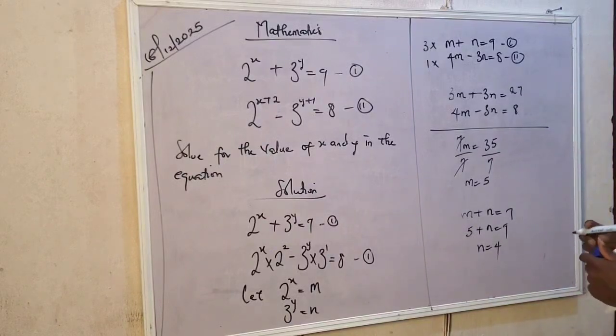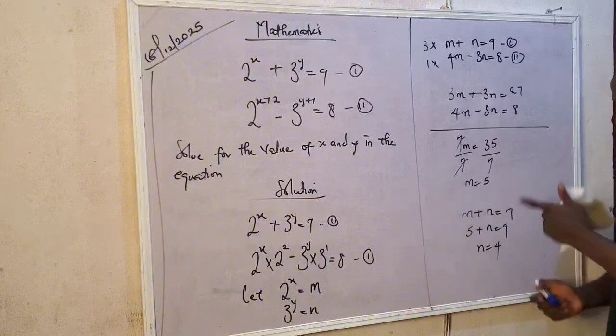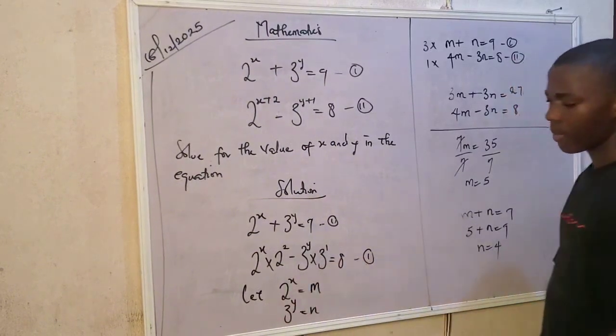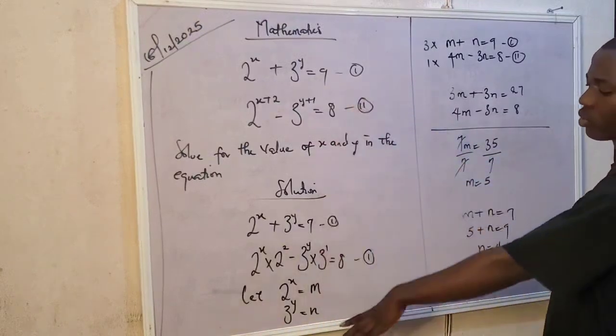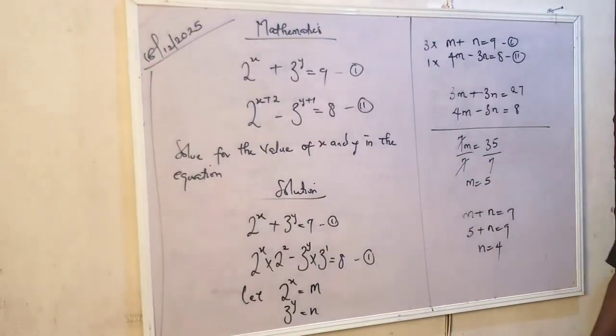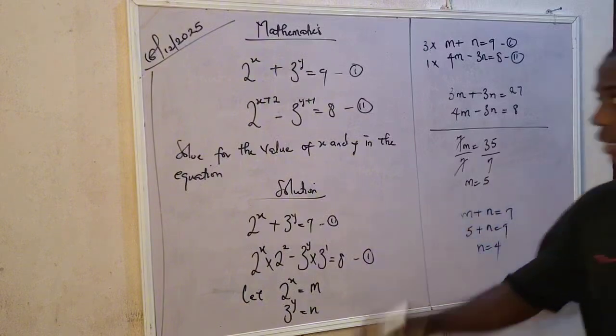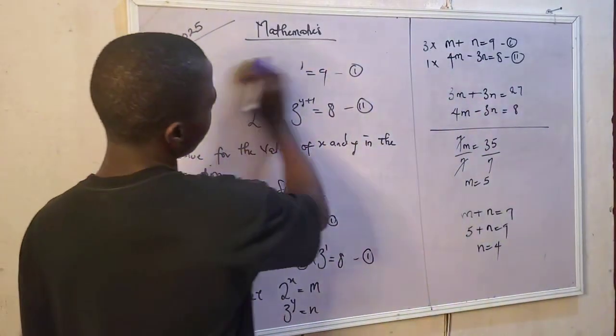The question says you should find the value of x and y. Then you have to find the value of m and n. So what we also do now, we say let 2 to the power of x be equal to m, and 3 to the power of y be equal to n. So we just put the value of m there and the value of n there.